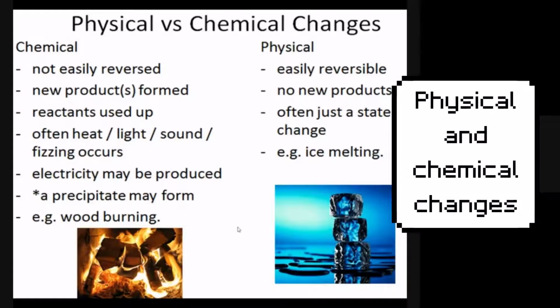Here are some examples of physical versus chemical changes. Physical changes are easily reversible. Usually no new things are being made, it's just a different shape or size of the original physical thing. Often state changes like boiling, evaporation, condensation, sublimation. So ice melting from solid to liquid would be an example of physical change.